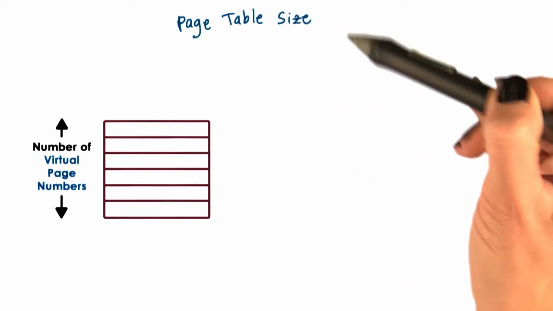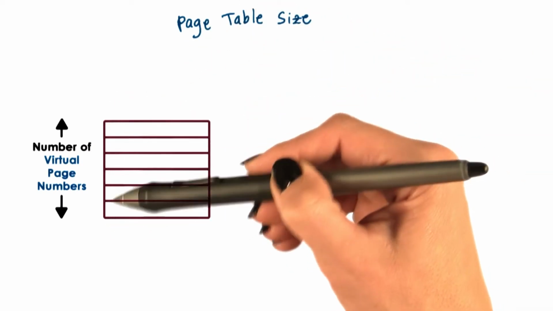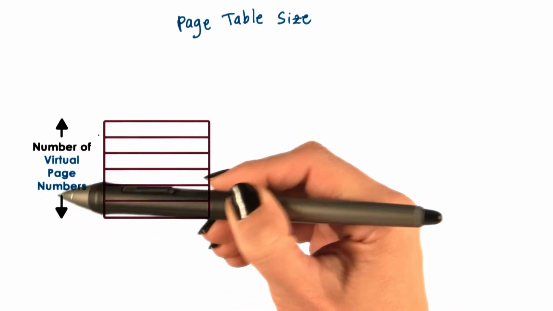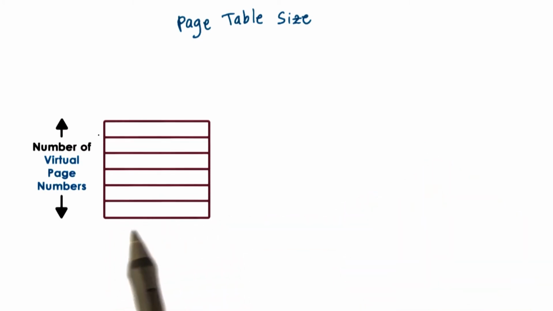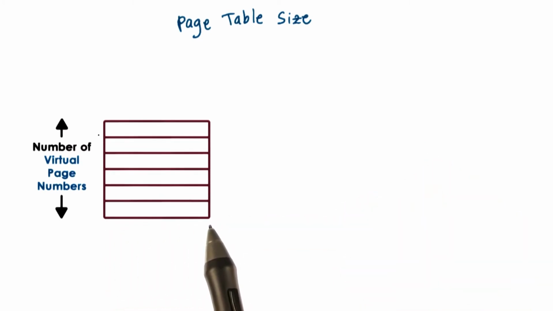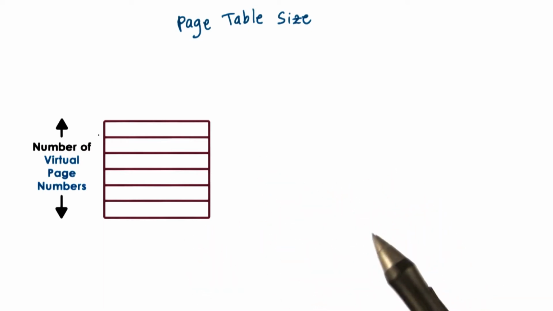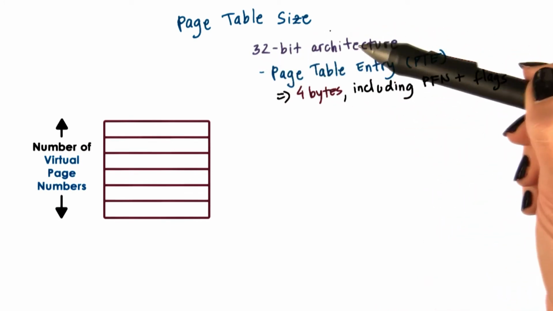To calculate the size of the page table, we know that a page table has a number of entries that is equal to the number of virtual page numbers that exist in a virtual address space. For every one of these entries, we know that the page table needs to hold the physical frame number as well as some other information like the permission bits. Here's something that would make sense on a 32-bit architecture.